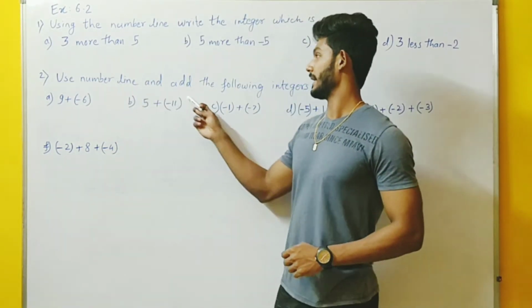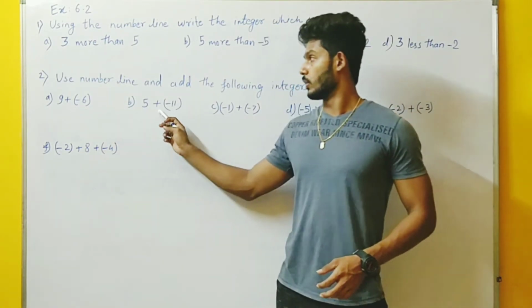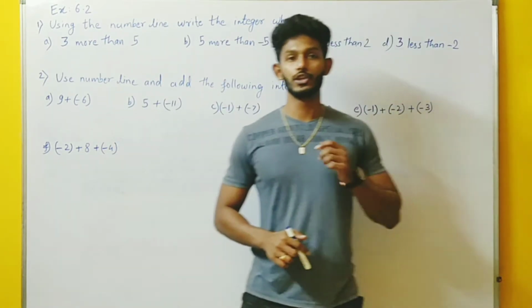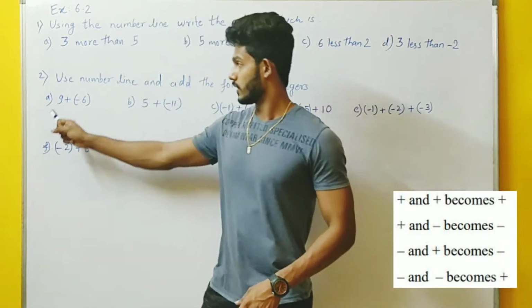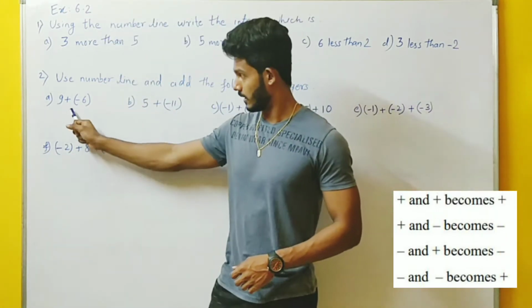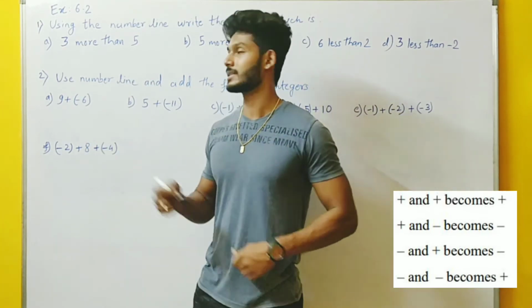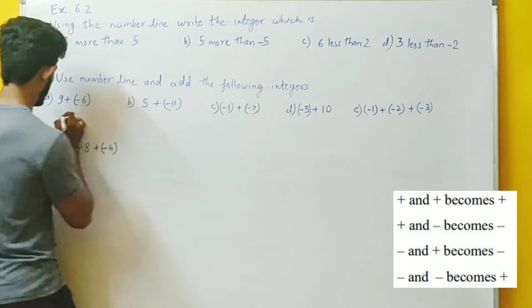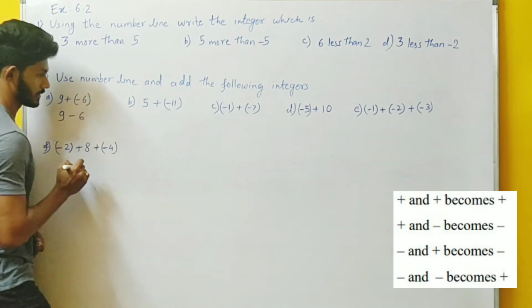Use number line and add the following integers. Now, in order to add these integers, we should make use of these rules. Now, first one, 9 plus minus 6. And we all know that plus and minus is minus. So this will be 9 minus 6.